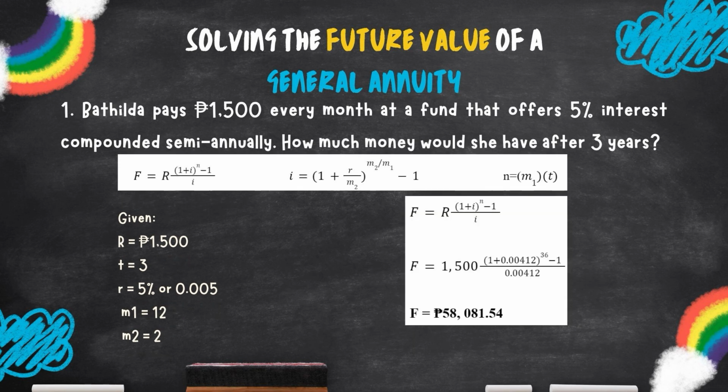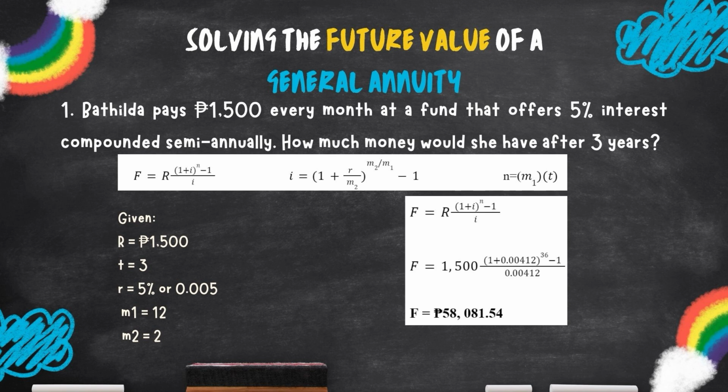Now let's use the formula in solving the future value of the general annuity. So, future value equals R times 1 plus I raised to the power of N minus 1 over I. And we're going to substitute the values that we have. It's going to be F equals 1,500 times 1 plus 0.00412 raised to the power of 36 minus 1 over 0.00412.